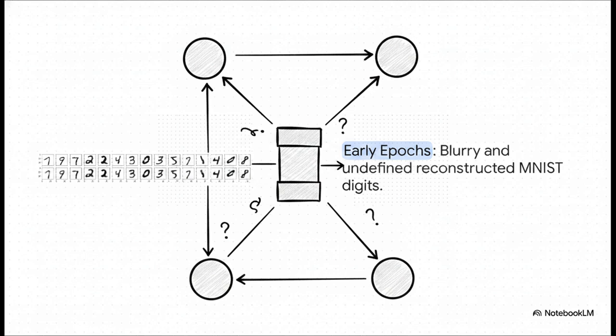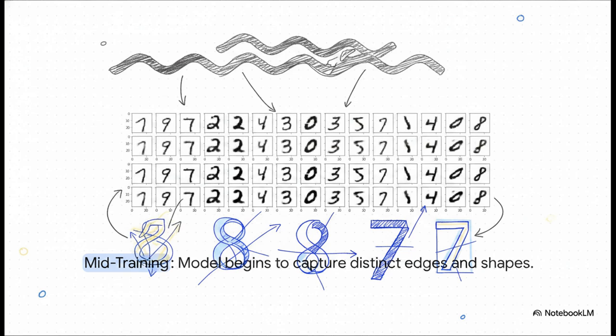In these early training epochs, the output is basically just blurry, undefined smudges. The network is totally guessing. It hasn't learned the hidden rules of a 28 by 28 pixel image yet. But wait, look at what happens mid-training. As that mean squared error drops, the network adjusts its weights, and those smudges start turning into actual, distinct edges and shapes. You can clearly start to make out the loops of the 8s and the sharp angles of the 7s. It's kind of beautiful to watch.